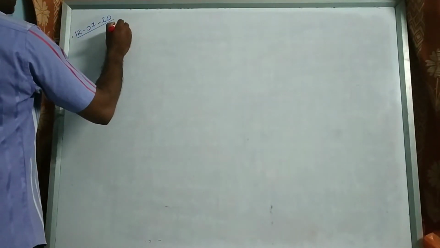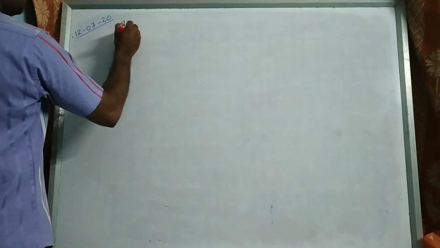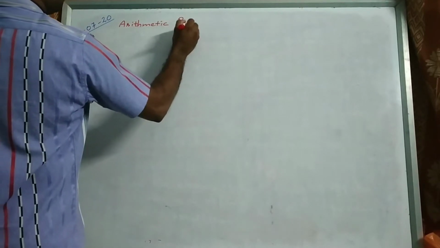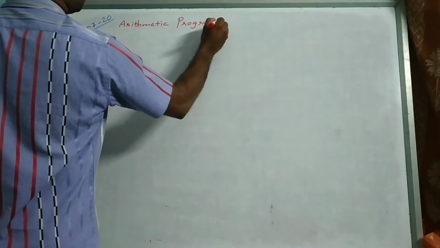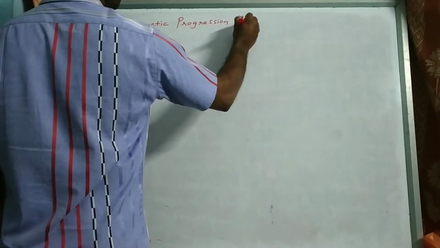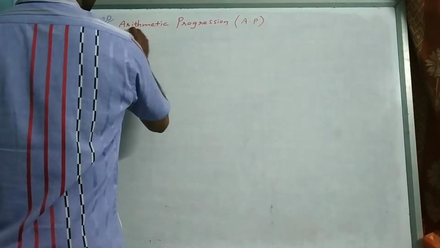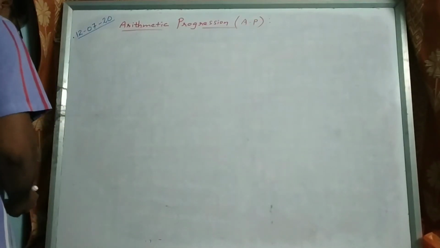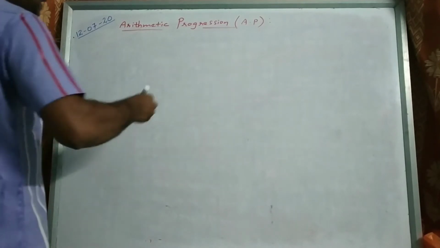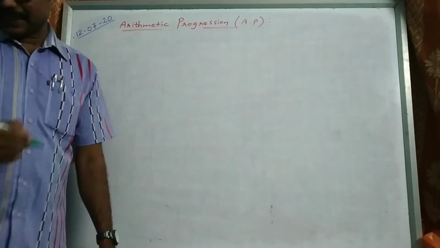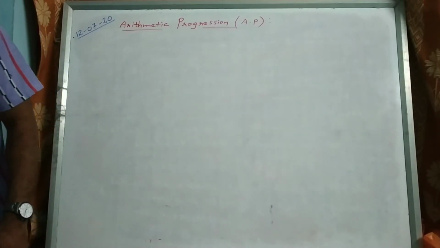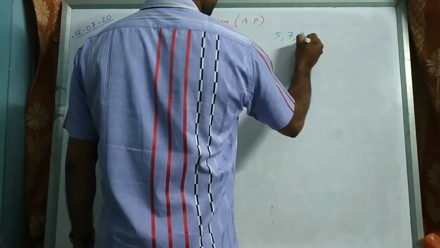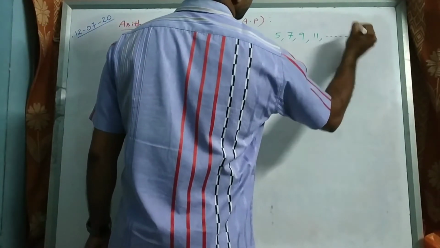Now what is arithmetic progression? Arithmetic progression is called AP. Let us see some examples so you can understand. 5, 7, 9, 11, and so on.